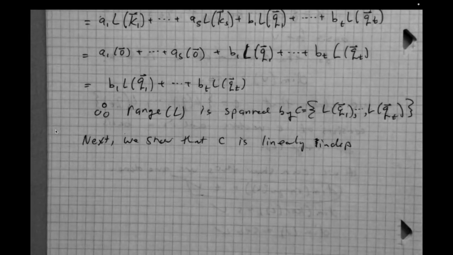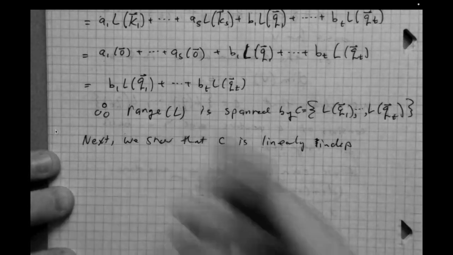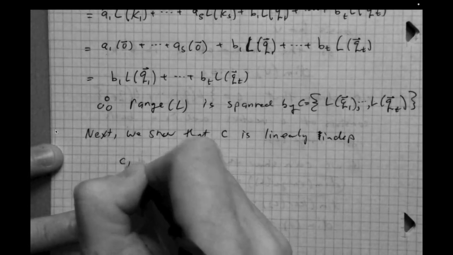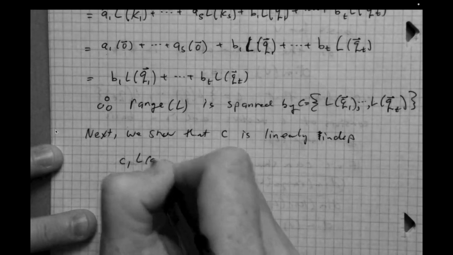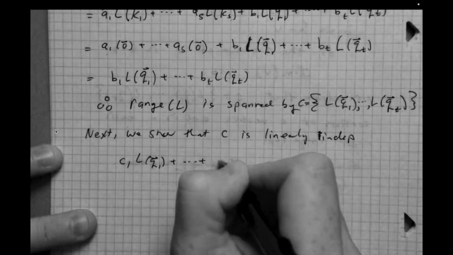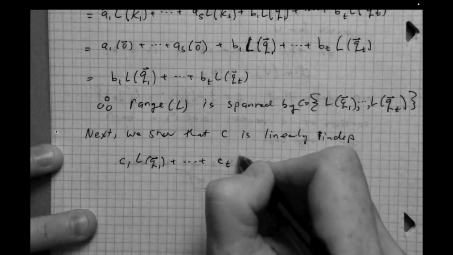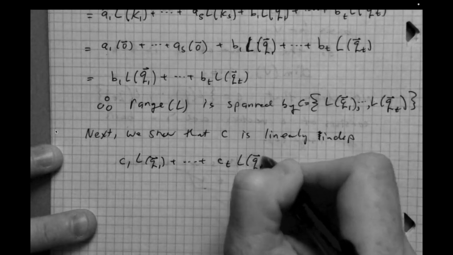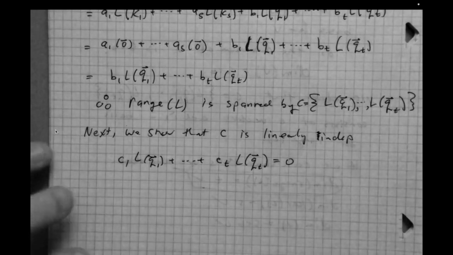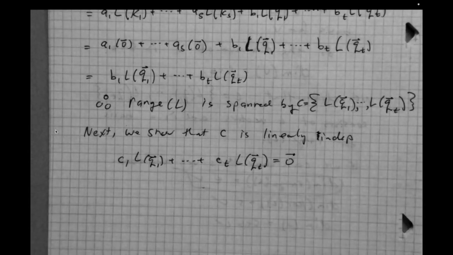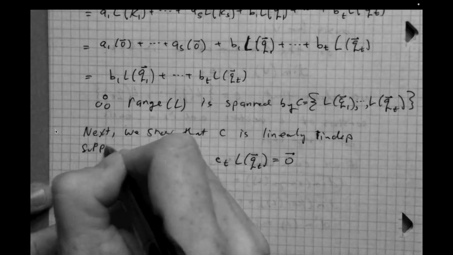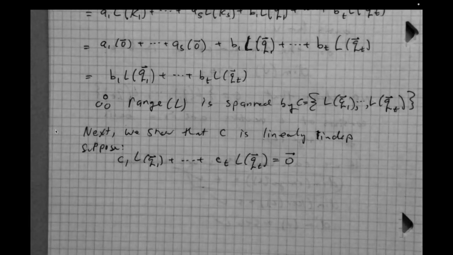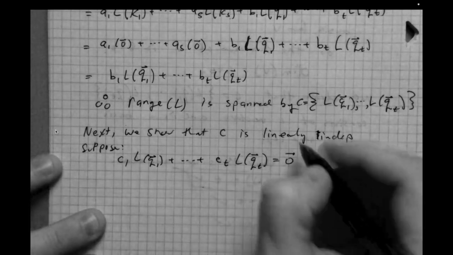Okay, so how do we show that? Well, remember what we can do. We can say C1 times L of Q1 plus ... plus CT times L of QT. We start by supposing this equals 0. This is the criteria: what we need to show is that all the Ci's are equal to 0. So let's suppose this is true.